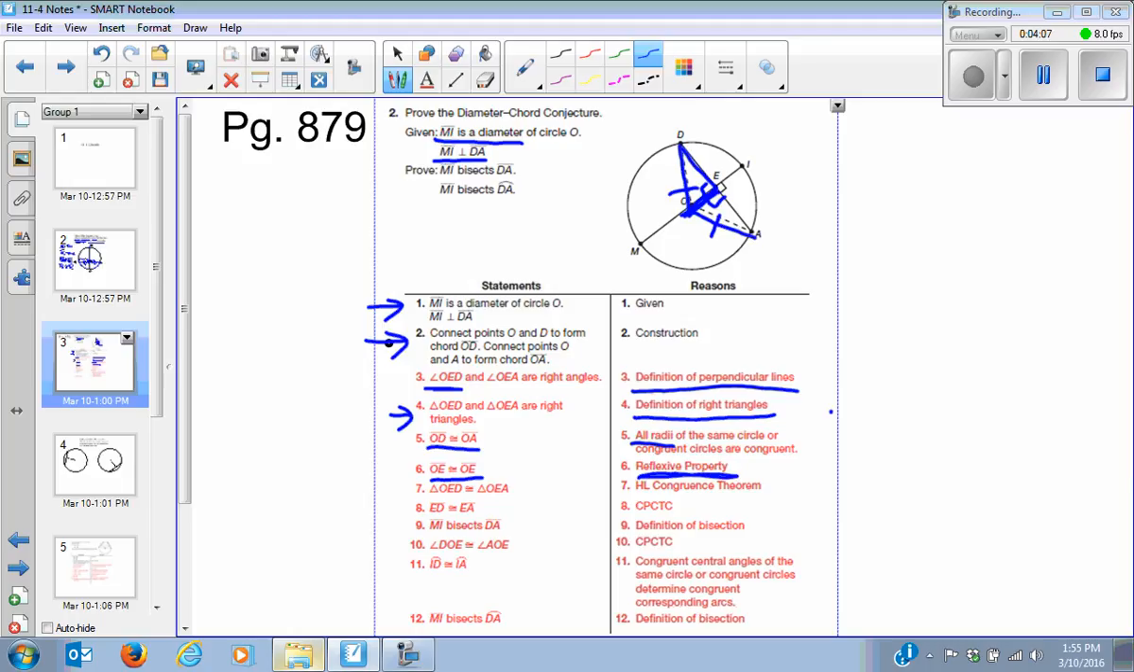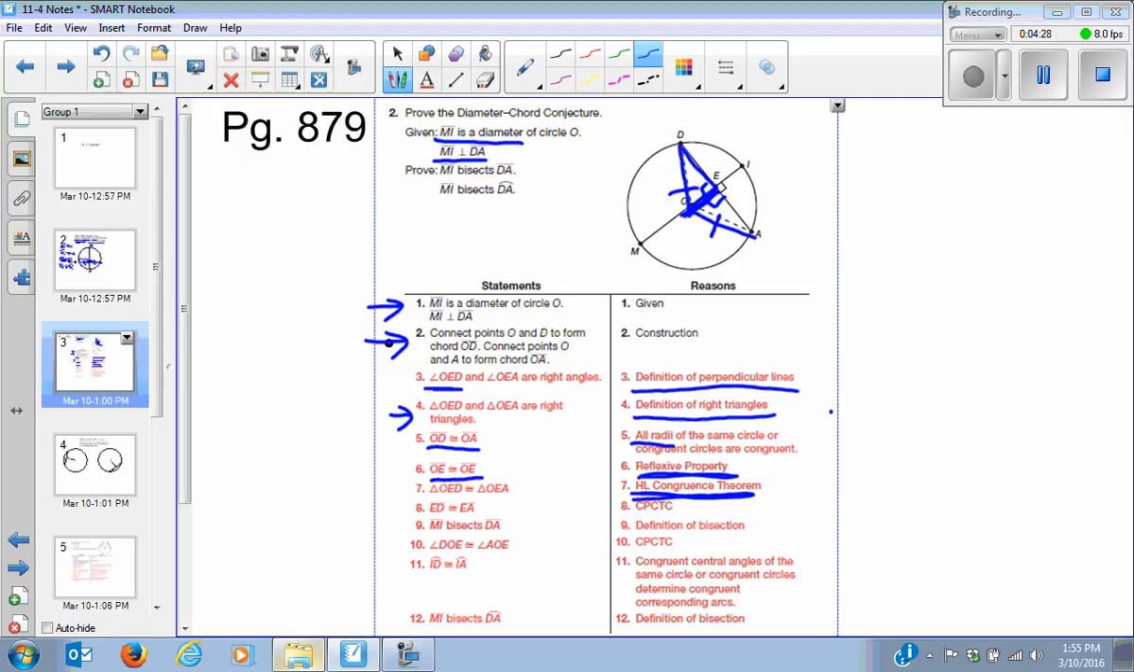Again, this is a proof. They use the HL theorem, and we had to use the HL theorem because we have a hypotenuse and we have a side. That would be angle side side, which we don't have one of those. That's why we have to call it HL.